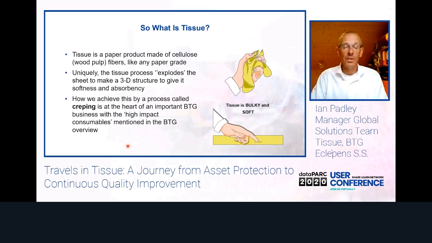So what is tissue? It's another paper product made of cellulose, which are wood pulp fibers, like any other paper grade, like newsprint or like packaging paper. But tissue undergoes a special process which explodes the sheet to make it a three-dimensional structure and give it the softness and absorbency which tissue consumers need and like. We call this process creping, and it's the heart of the tissue machine and also the heart of an important BTG business. I mentioned the high impact consumables at the start of this presentation, and that's one of the important businesses for BTG, the creping blade.